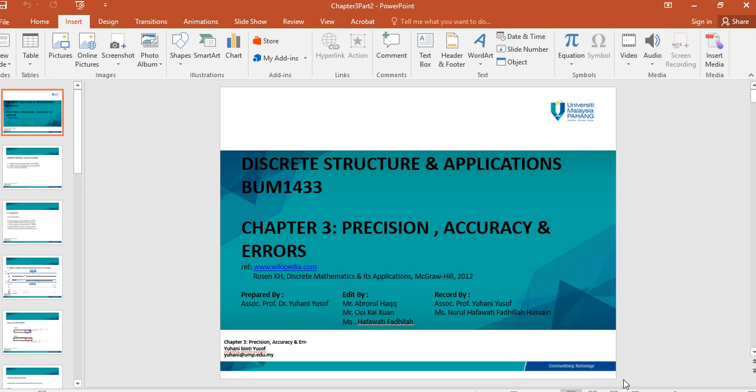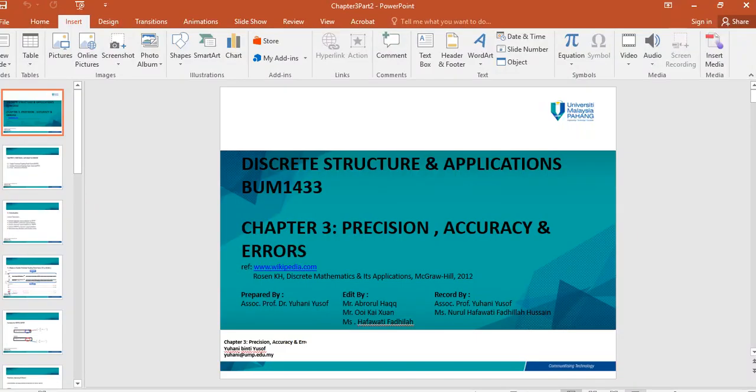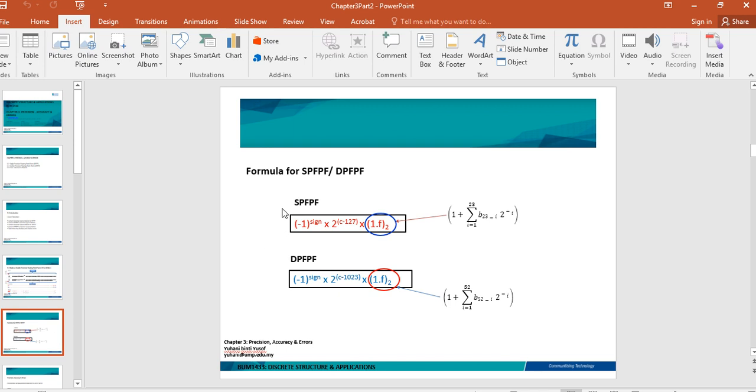So today we will cover the second part of chapter 3, precision, accuracy and error. So in this slide we need to ensure that we cover our lesson outcome number 1 and number 3. So before we proceed, we need to recall the single and double precision floating point form, and also the formula that we will use if we want to convert from single or double precision to the decimal representation.